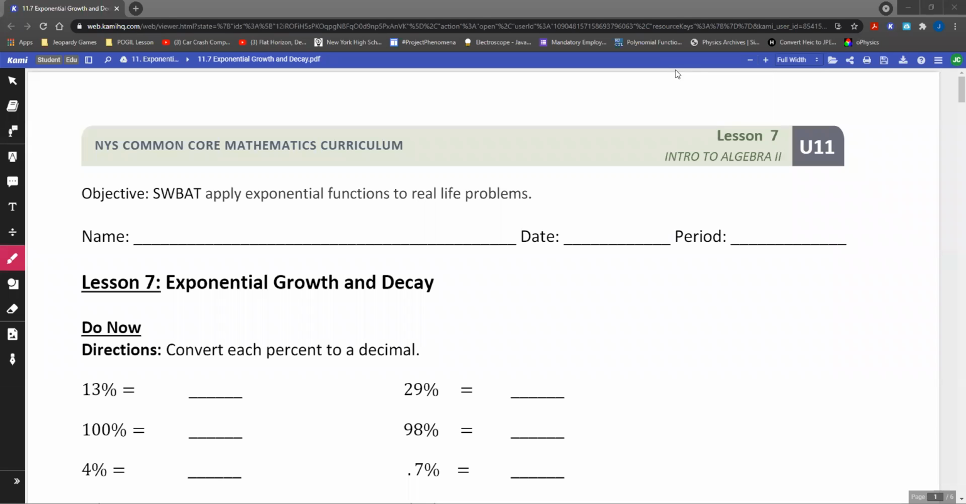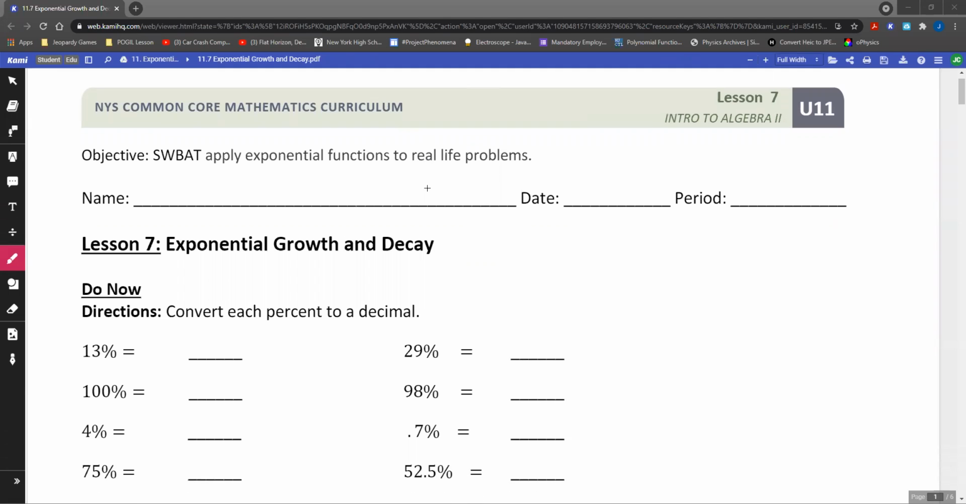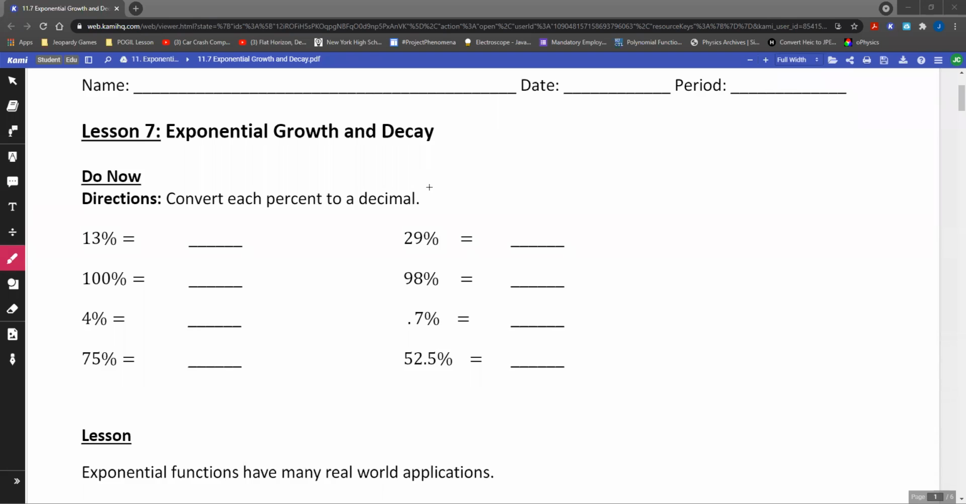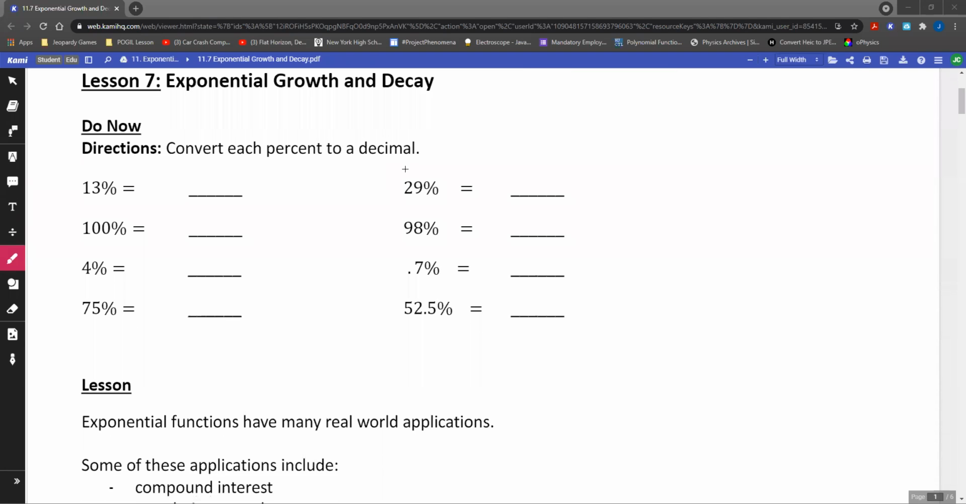Hey everyone, so we're going to continue our discussion of exponential growth and decay. So we'll start right here. In this first do now, they want us to convert each of these percents into decimals. Just trying to make sure that we all got that.